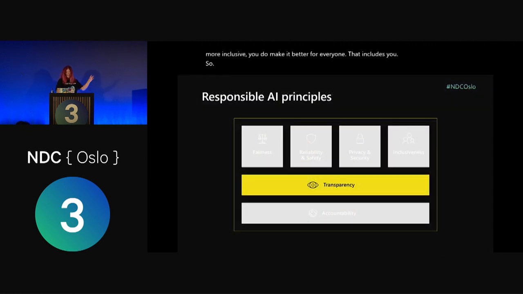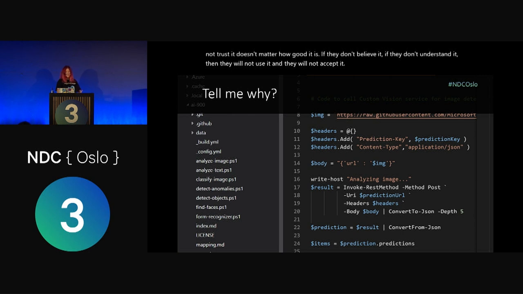So these two underlying things that we have at the bottom: we have transparency, because where people do not understand how the AI works, they do not trust it. And if they do not trust it, it doesn't matter how good it is. If they don't believe it, if they don't understand it, then they will not use it and they will not accept it. They also cannot identify whether there is progress being made on those four principles that I mentioned before if they don't understand how the systems work. So transparency is one of the most key things that you need to think about when you are doing your responsible AI: transparency and fairness, I guess.